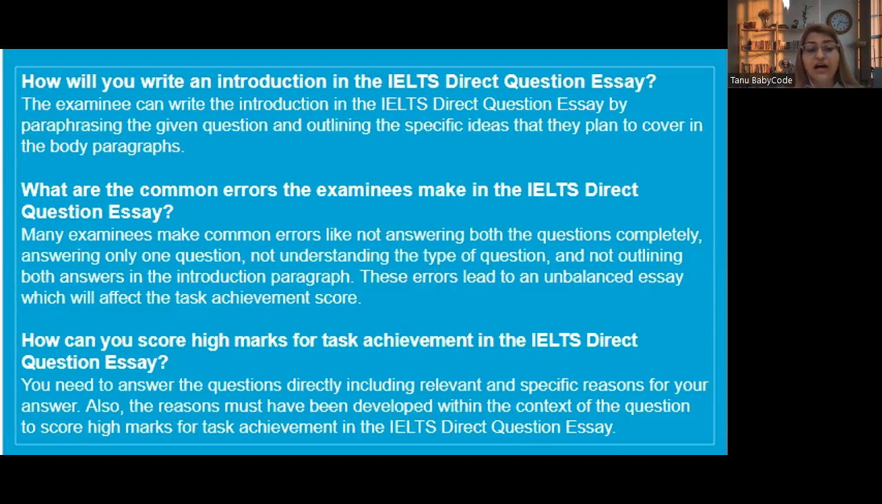Third question, how can you score high marks for task achievement in the direct question essay? You need to answer the questions directly, including relevant and specific reasons for your answer. Also, the reasons have to be developed within the context of the question so that you can score high marks for task achievement in the direct question essay, right? So make sure you answer the question directly.